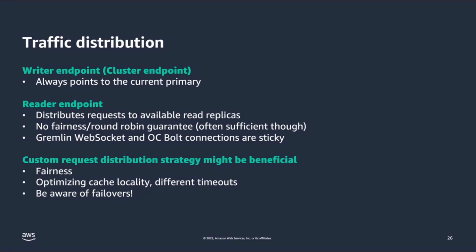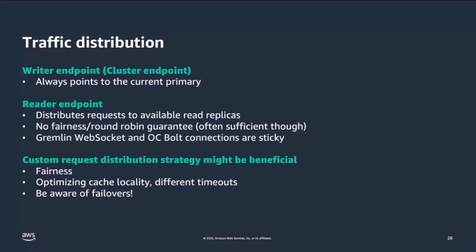And this read endpoint distributes those requests as they come in to different read replicas. So if you have 3 different read replicas, this reader endpoint will round robin, for a specified period of time, point to different instances. So your requests will be distributed across your different instances. That being said, this reader endpoint is time-based. There are no fairness or round robin guarantees, but this is often sufficient for many customers.